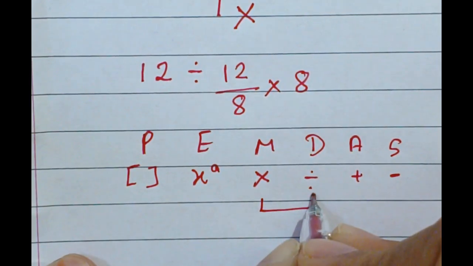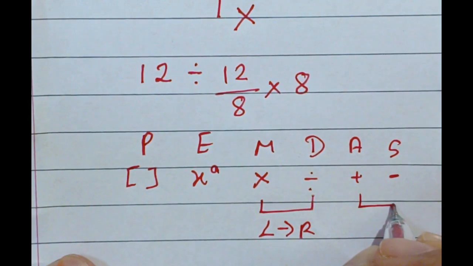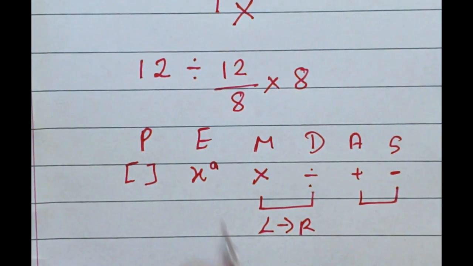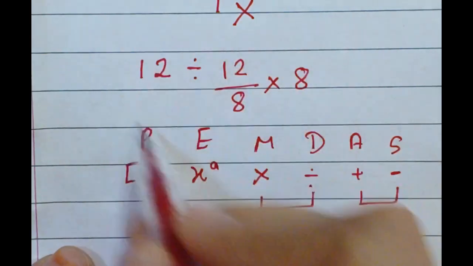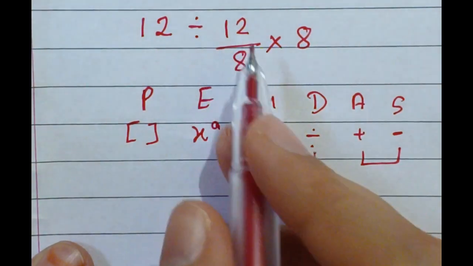Here multiplication and division both have equal priorities, therefore go from left to right. Same for addition and subtraction. So this is the priority order of solving this expression. Now you will get the correct value for this expression.